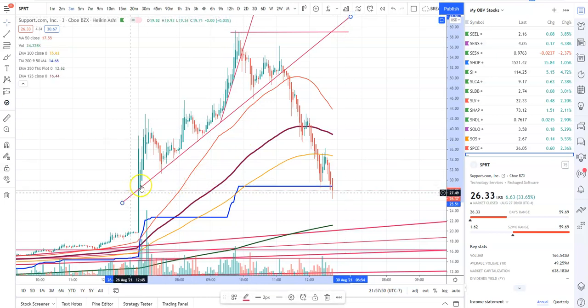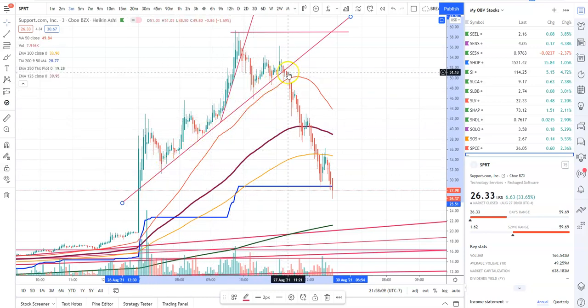You can see this 5-minute, really nice. You had all these touch points. You had one here at 7:27 in the morning. You had 8 in the morning. You had 8:30 in the morning. You had 8:51 in the morning. And this trend line on this 5-minute time frame had been respected all throughout the day.